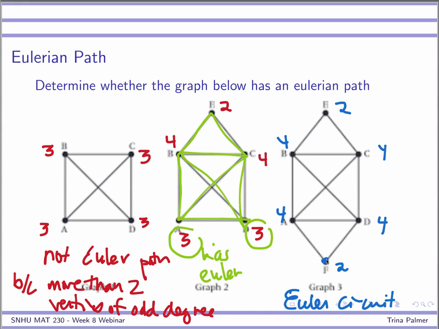So if I start at F, let me try going around. And I got back to where I started from. So the first one had no Euler path or Euler circuit because it has more than 2 vertices of odd degree. The second graph has an Euler path because it has exactly 2 vertices of odd degree. And then the last one, graph 3, has 0 vertices of odd degree, which means it has an Euler circuit.